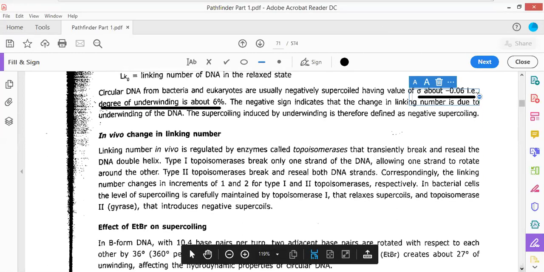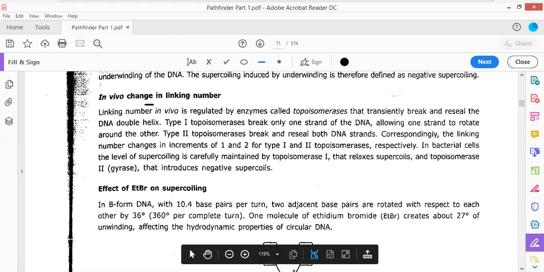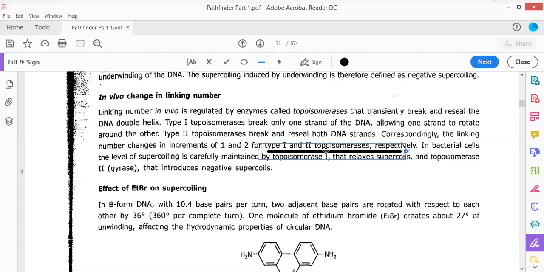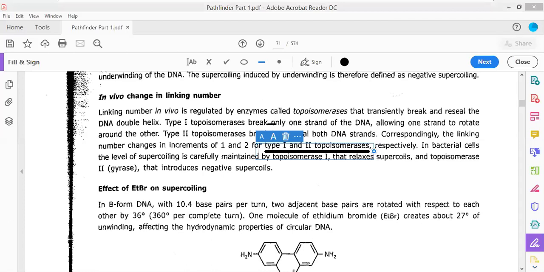Now see, in vitro change in linking number. Now when we are going to talk about the in vitro change in linking number, we will have to focus on how these changes occur. The change in the linking number occurs because of the presence of two different enzymes. One is referred to as the type 1 topoisomerase, another one is referred to as the type 2 topoisomerase respectively. So we would be talking about topoisomerases and how the topoisomerases are going to influence the linking number, in which manner the topoisomerases influence the linking number in the case of a double-stranded DNA molecule, changing its conformation from one form to another.